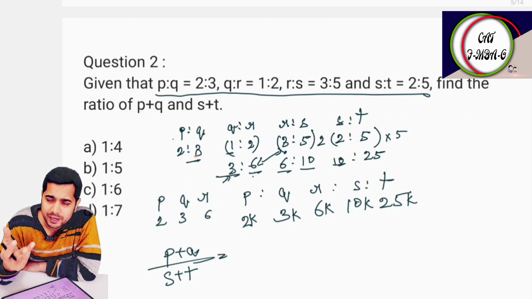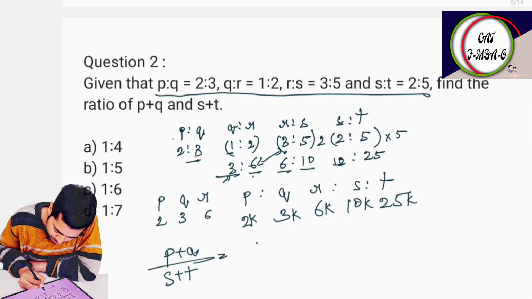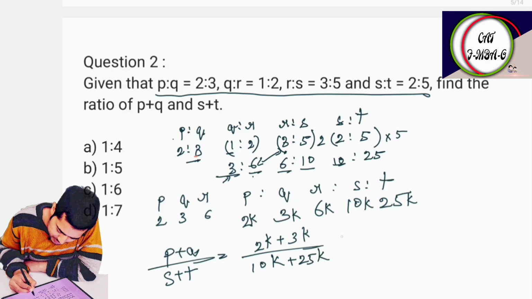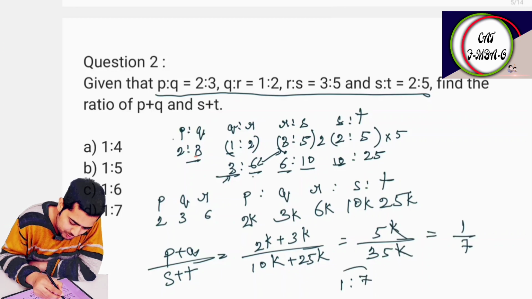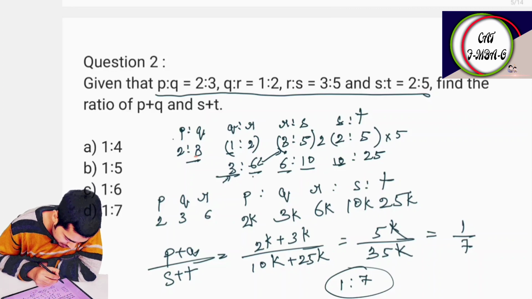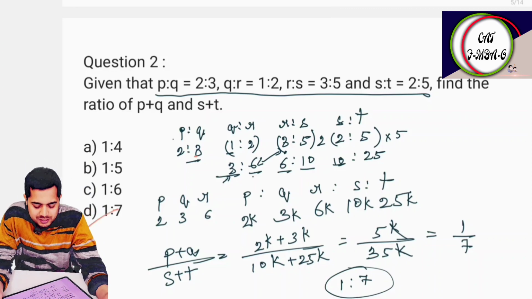It is anyways going to get cancelled. So 2k plus 3k divided by 10k plus 25k. So it's 5k by 35k. K gets cancelled. So the final answer is 1 is to 7. Let's see if we have an option A, B, C, D. Yes, 1 is to 7 is the answer.